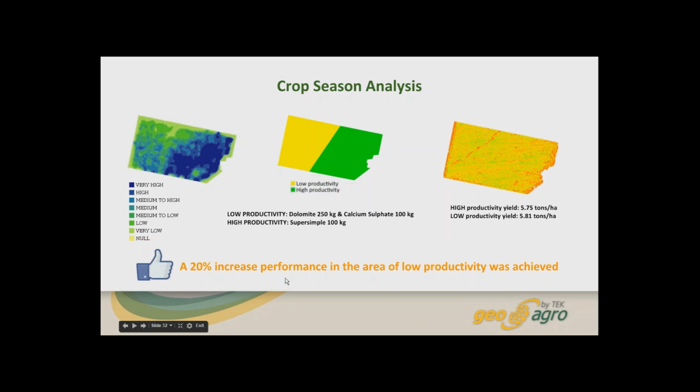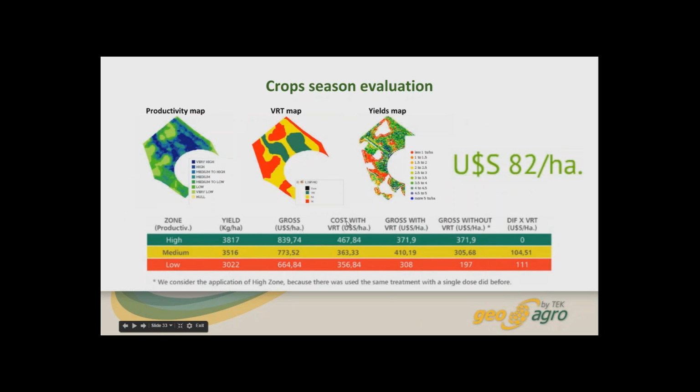So he was able to measure, and almost the low and the high yields were equal in this year, in the 5.8, 5.7 range, and he could verify a 20% increase in performance. Otherwise, it would have been very difficult to measure what was the economic result of his decision and inform the farmer, okay, this is what we invested, and this is what we got in return. Again, that was for a fixed rate. This was for a variable rate.